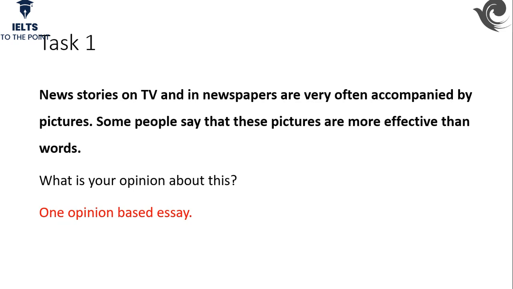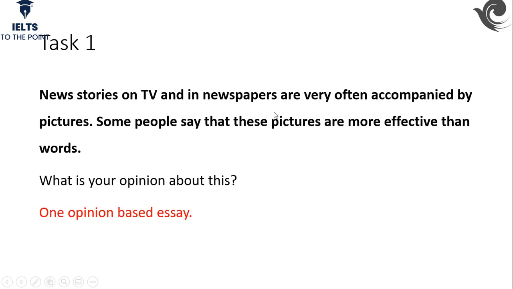Because we clearly see that this is the opinion of some people. Many students might be confused by this particular statement. Pay attention to what exactly the opinion is. The opinion is given by some people, and they say that pictures are more effective than words. In which context is this sentence not completely useless? This is true in the context when you are watching news stories either on TV, or in newspapers, or both. Alright, only in this context, not in any other context.